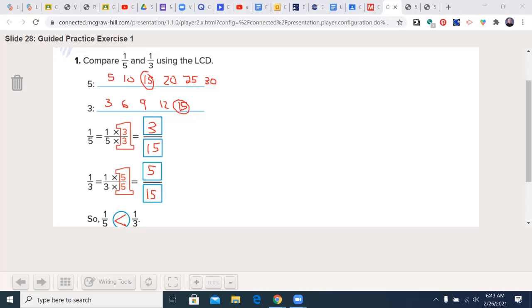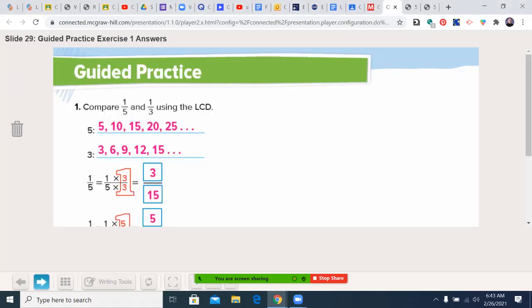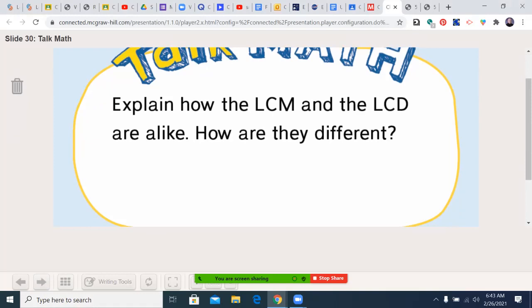All right, I'm going to go ahead and clear the screen. How are the least common multiple and the least common denominator alike? Well, the least common denominator is really the least common multiple of the given denominators, the numbers that make up the denominators. How are they different? Well, they don't always have to be denominators.